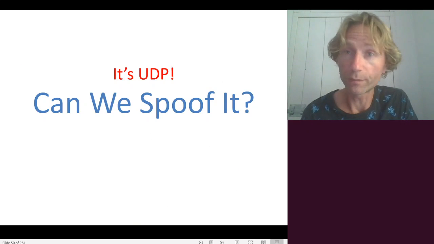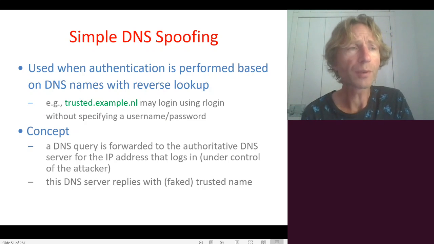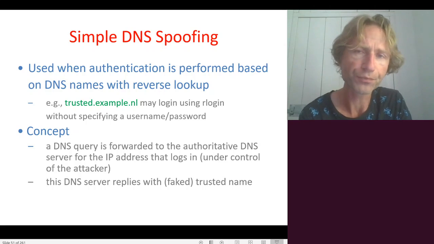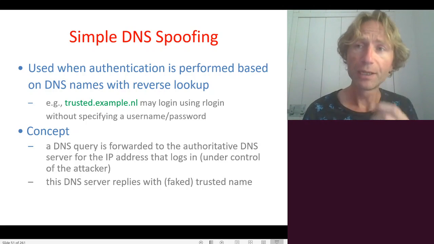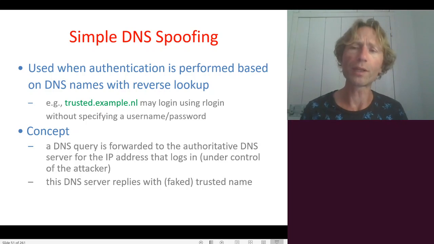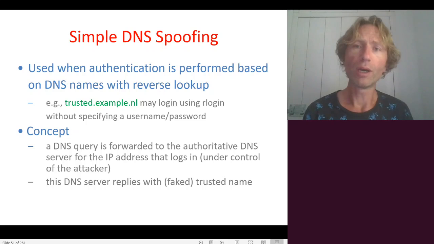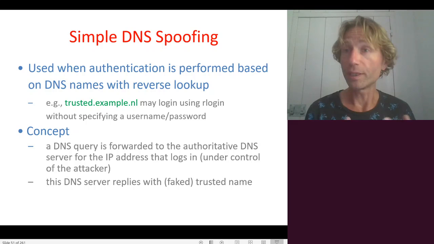So what can we do in terms of spoofing? We're going to start with an extremely simple DNS spoofing attack and then gradually make this more interesting, more advanced. The really simple DNS spoofing attacks concern situations where a very weak form of authentication is used. So it will use DNS for authentication. It will do a reverse lookup to determine whether or not the requesting client has certain privileges.